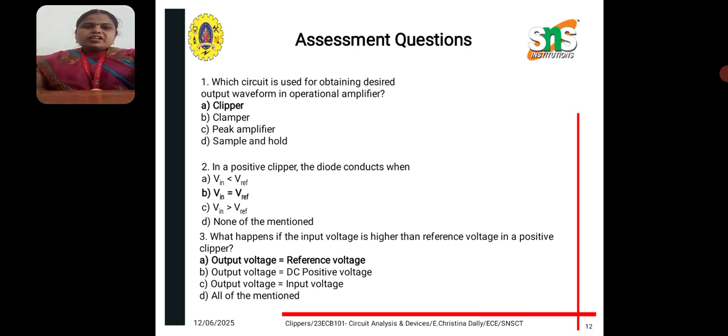If the diode conducts, the Vin should be equal to Vref, that is the reference voltage. If the input voltage is higher than the reference voltage, the output voltage should be equal to the reference voltage.